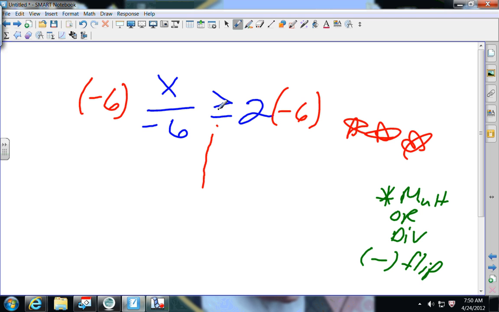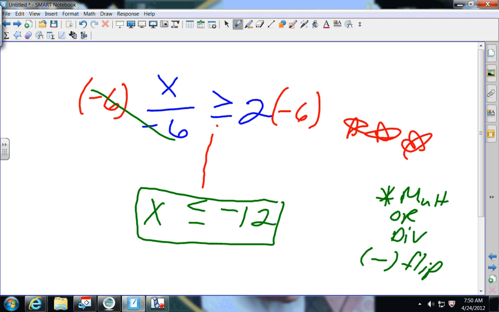Okay, so this becomes less than or equal to. So these cancel out, and I get x is less than or equal to negative 12. Entienden? Do we understand? Okay. Let's look at another one.